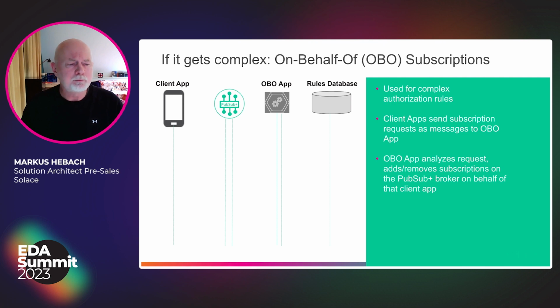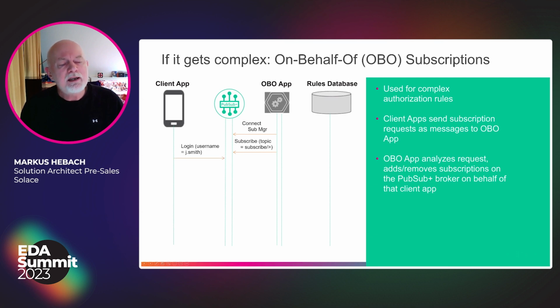So for example, you create your own app which contains the logic to figure out what clients are allowed to access. So that means you just connect your on-behalf-of application and your logic. Yeah, this is something you have to write. So then you connect to the broker and you subscribe to a certain topic.